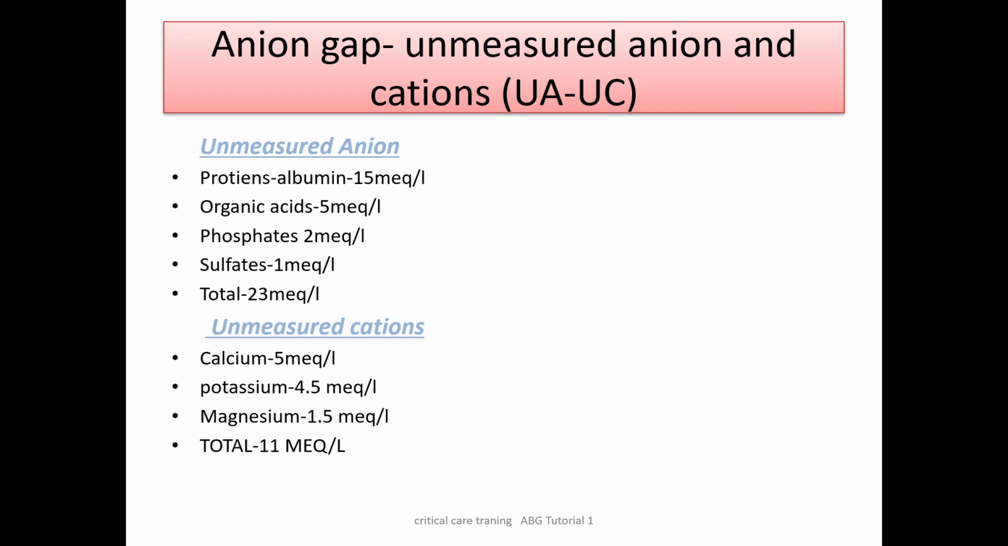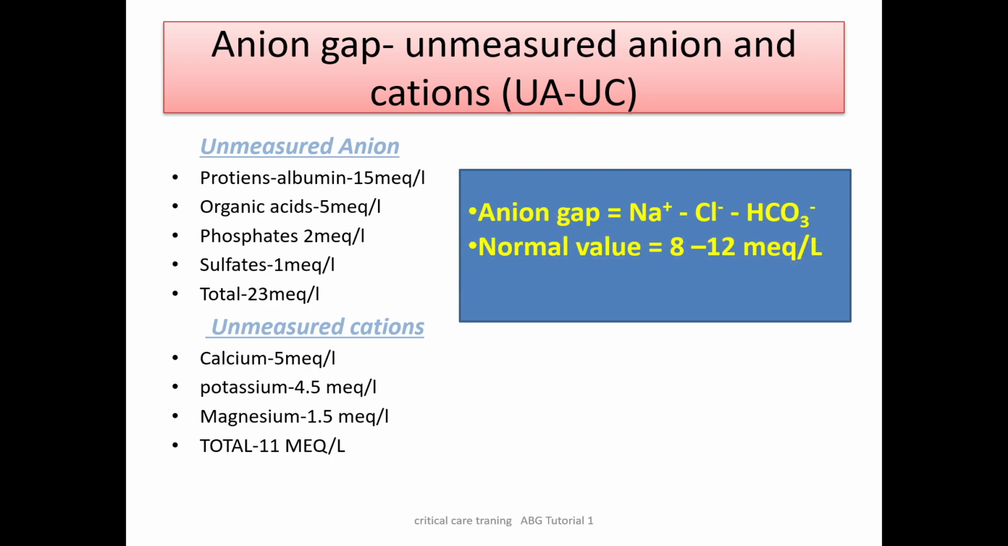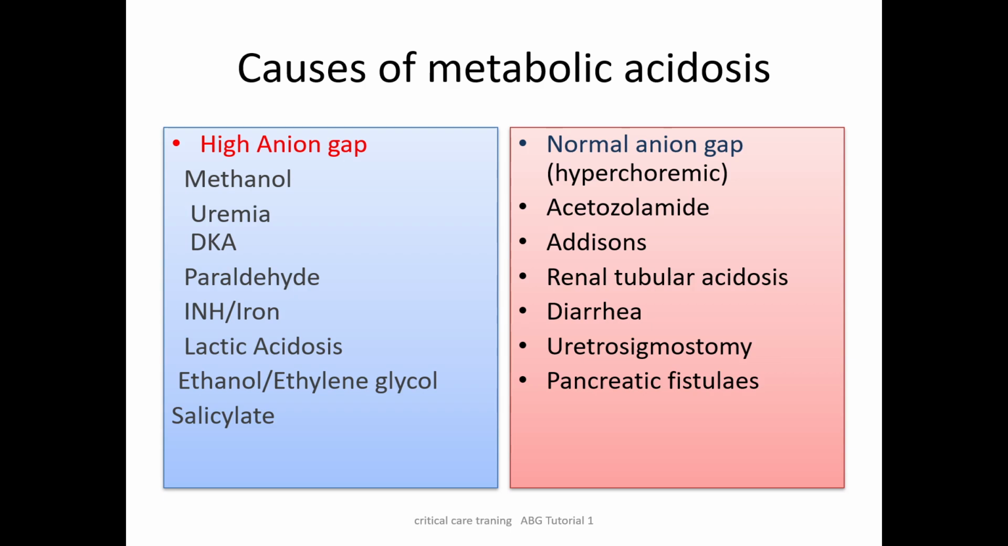So the ABG machines calculate this as a gap, that is anion gap, or you can calculate it as sodium minus chloride minus bicarbonate, that is 8 to 12 milliequivalent per liter, which is considered a normal gap. If the gap is more than this value, then you can have differential diagnosis in two different groups. If you have a high anion gap metabolic acidosis clinical condition, you can take a history to rule out methanol poisoning, ethanol poisoning, uremia, diabetic ketoacidosis, paraldehyde poisoning, INH or iron toxicity, lactic acidosis, or salicylate poisoning.